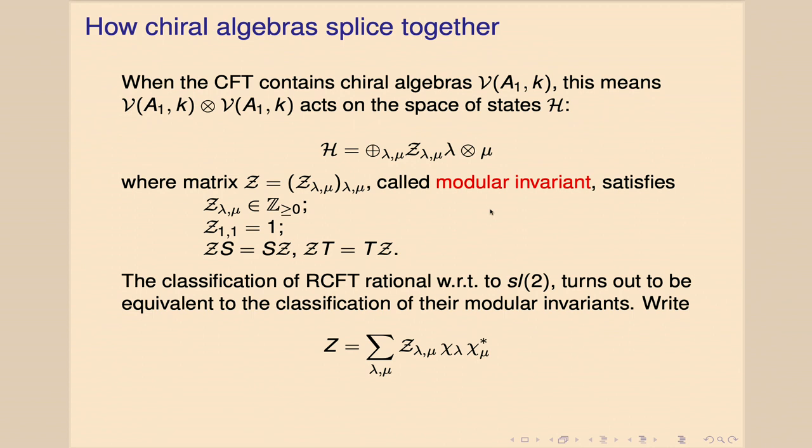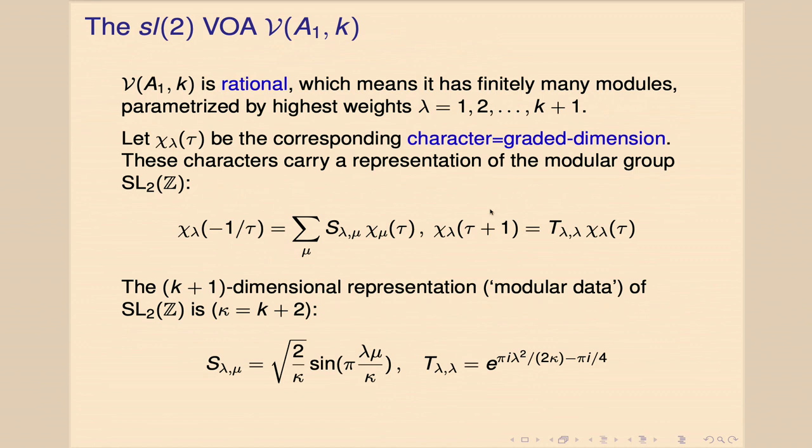So what you get is a matrix. You can collect these multiplicities, these Z lambda mu's, into a matrix. This is often called the modular invariant because it commutes with the modular data, the modular group representation. These are non-negative integers. They're normalized so that you have a 1 in the upper left corner, and they commute with the matrices S and T that I wrote down before. So S and T are pretty simple matrices. This is what they look like again.